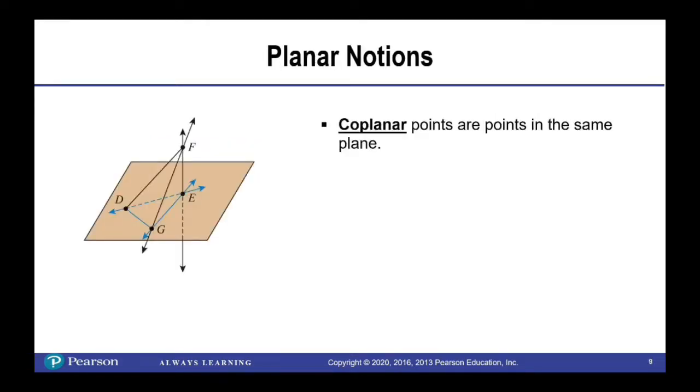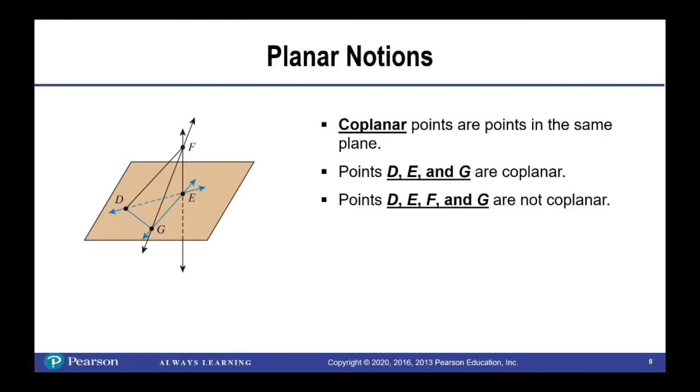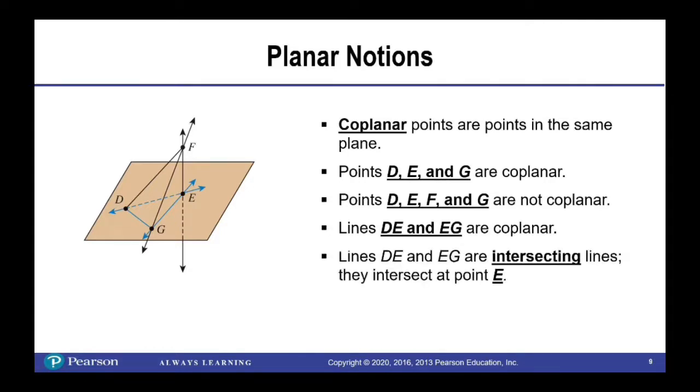Now, let's talk about our planes. Coplanar points are points that lie in the same plane. For instance, in our figure, D, E, and G are coplanar. However, D, E, F, and G are not coplanar because they do not lie on the same plane. Lines DE and EG are coplanar because they lie on the same plane. They are also intersecting lines because they intersect at point E.